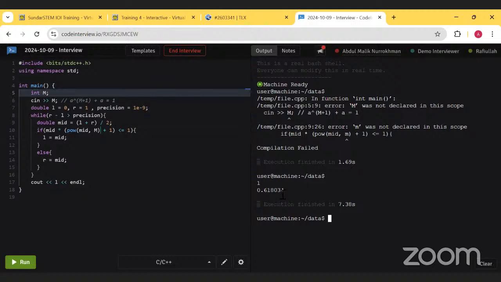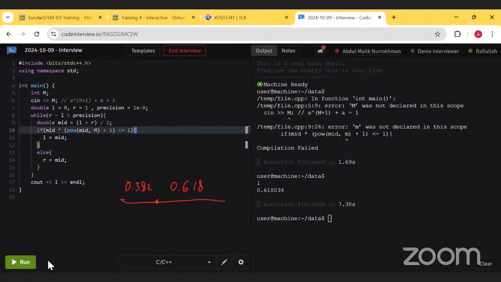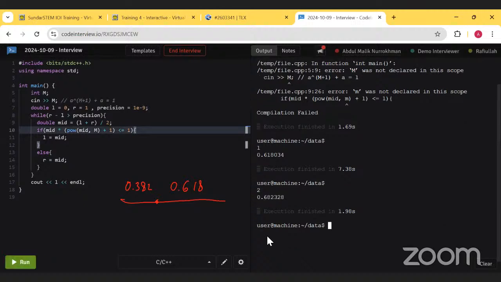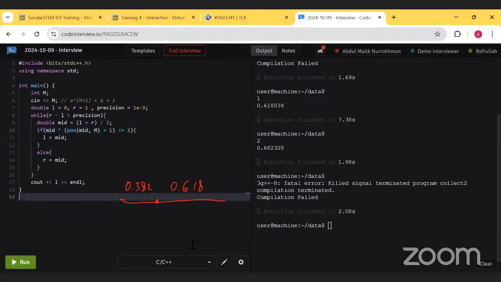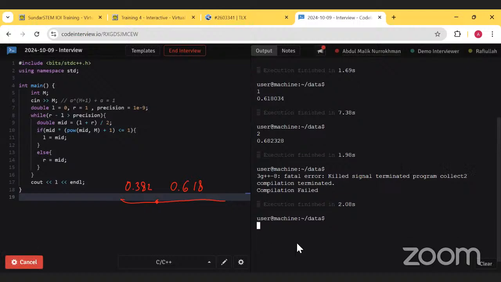So I think we already solved with a here 618, and then this is 382. All right. And then what if m is equal to 2? Then the value is like this. And if m is 3, and so on.